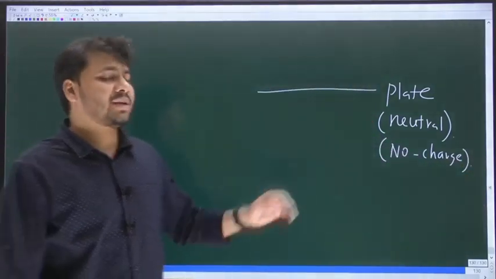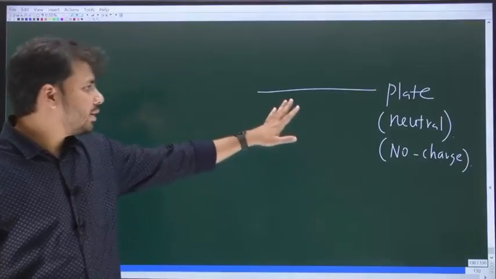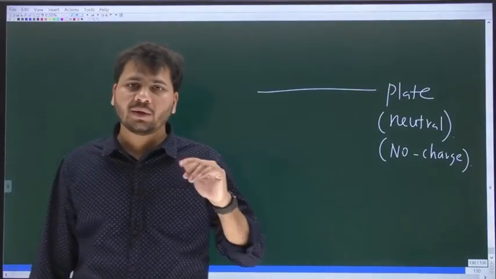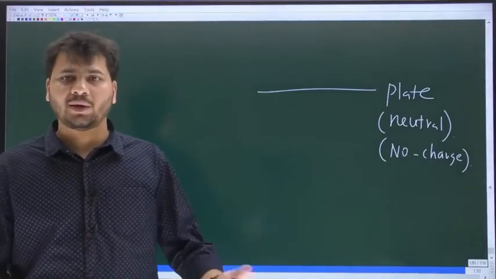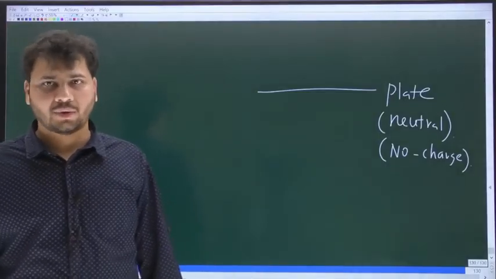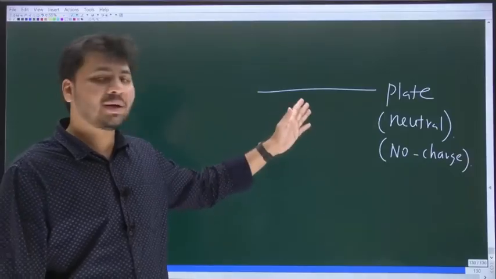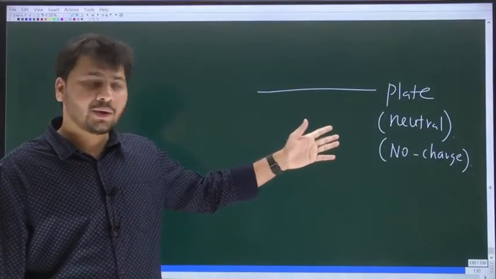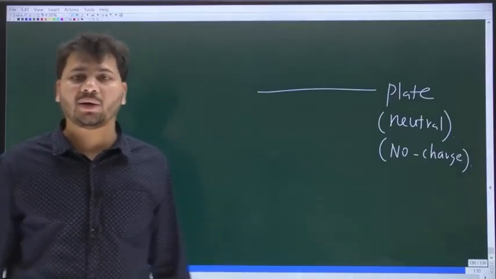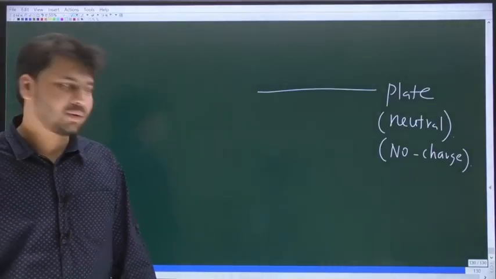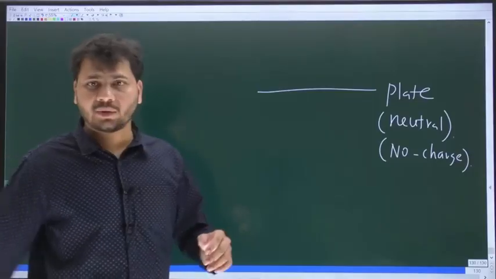Net charge 0 means that inside the plate, the number of electrons is equal to the number of protons. That is why net charge is 0. You understood, right? When I say the plate is neutral, it only means that inside the plate, the number of electrons is the same as the number of protons. Okay.